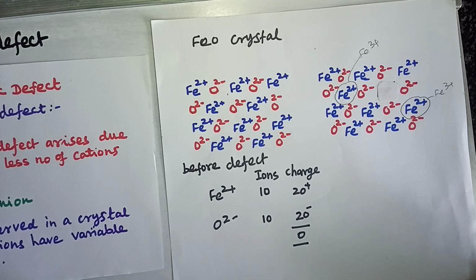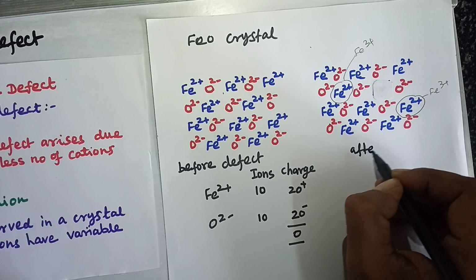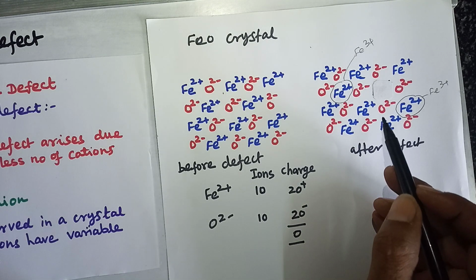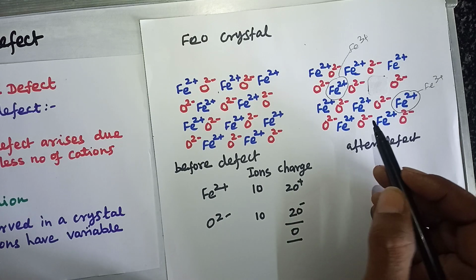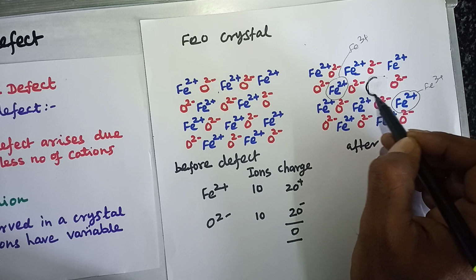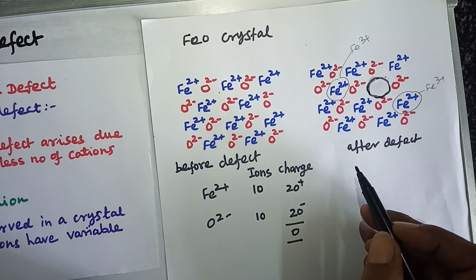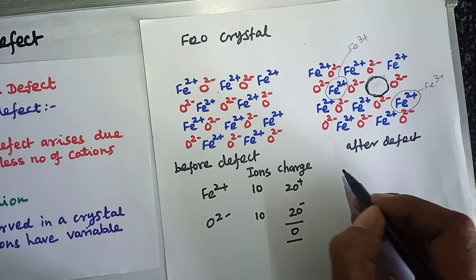After the defect, one Fe2+ ion is missing from the crystal lattice. Now let us calculate the number of cations and anions after the defect.